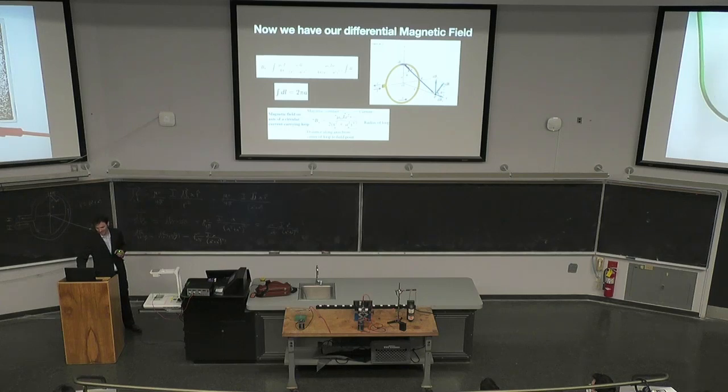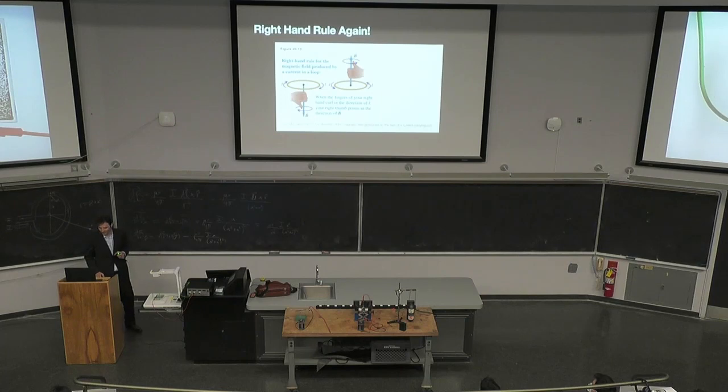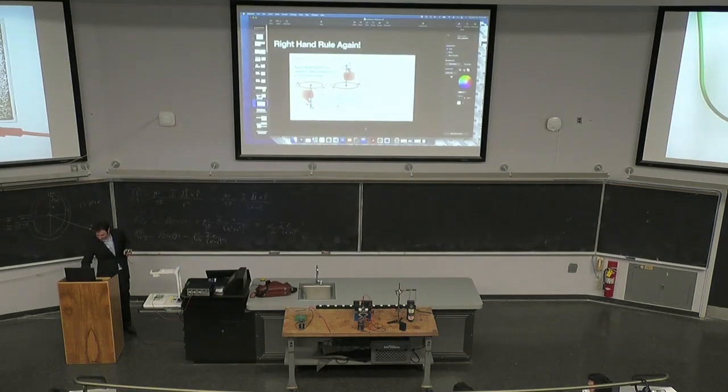It's caused a magnetic field to be there because of the current flowing. And we can see the direction of this for the loop if we have the current flowing. Yes, question.